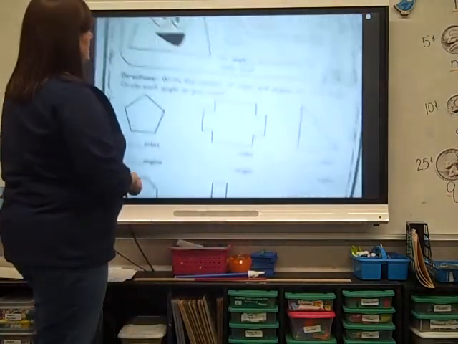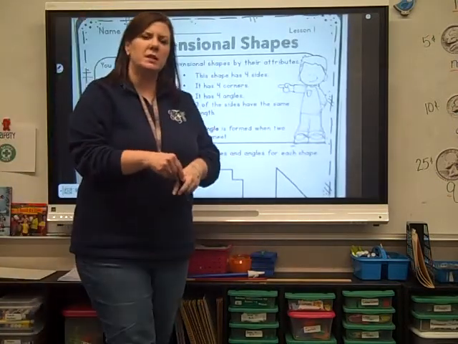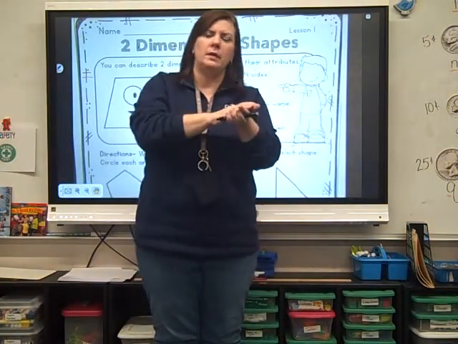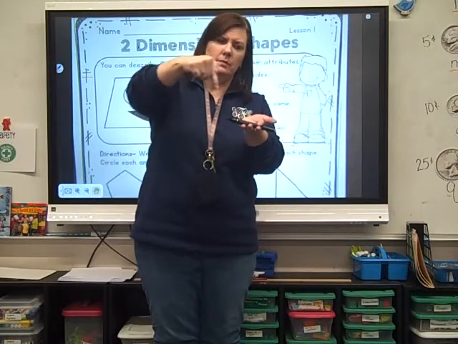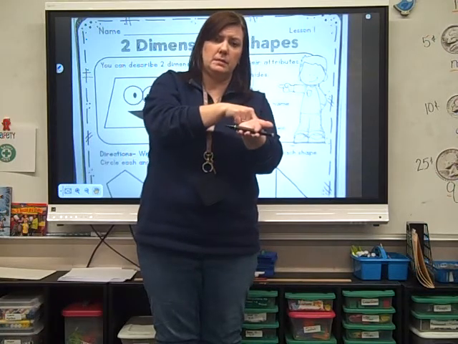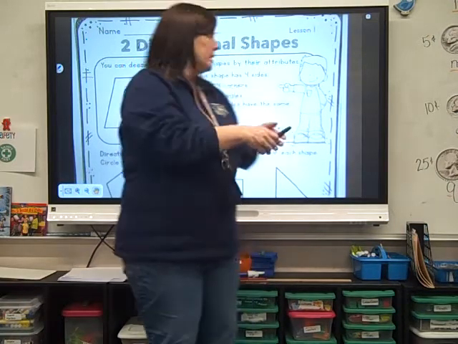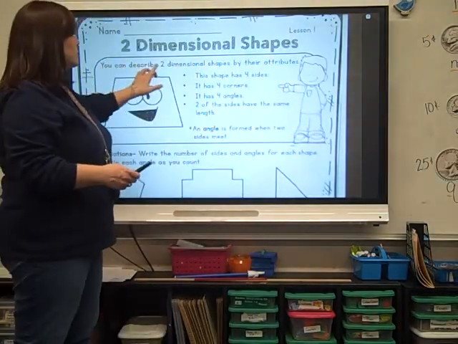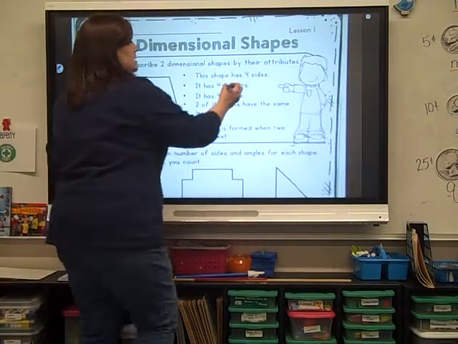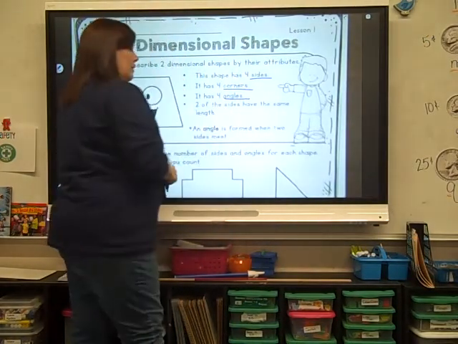All right, I want to look at the very top here, guys. We're talking about 2-dimensional shapes. 2-dimensional shapes are flat. So let's think. A circle is flat, but it's round, isn't it? A square is flat, but it's got 4 sides. A triangle is flat, it's got 3 sides, okay? 2-dimensional shapes are flat shapes, okay? So let's look at this one. You can describe 2-dimensional shapes by their attributes, okay? And by their attributes, it means their sides, their corners, and their angles, okay?